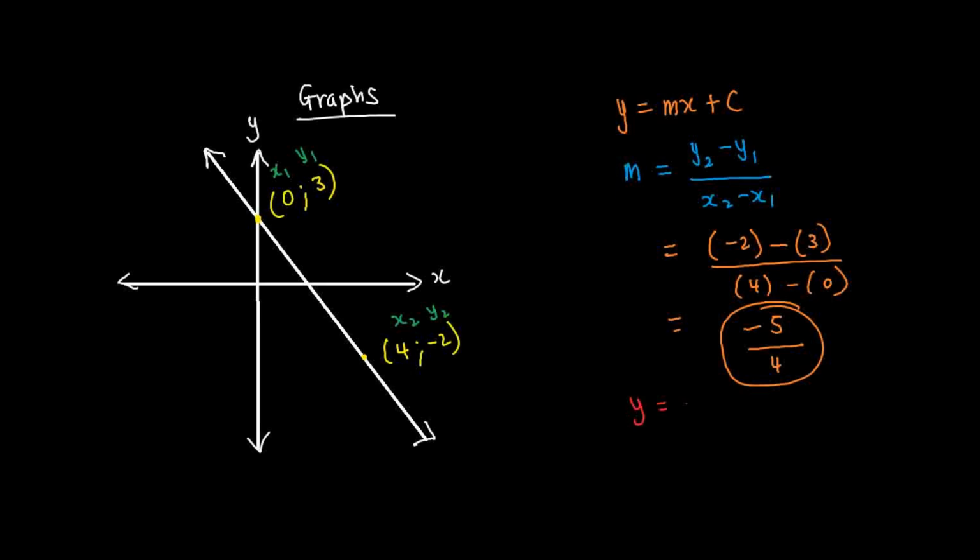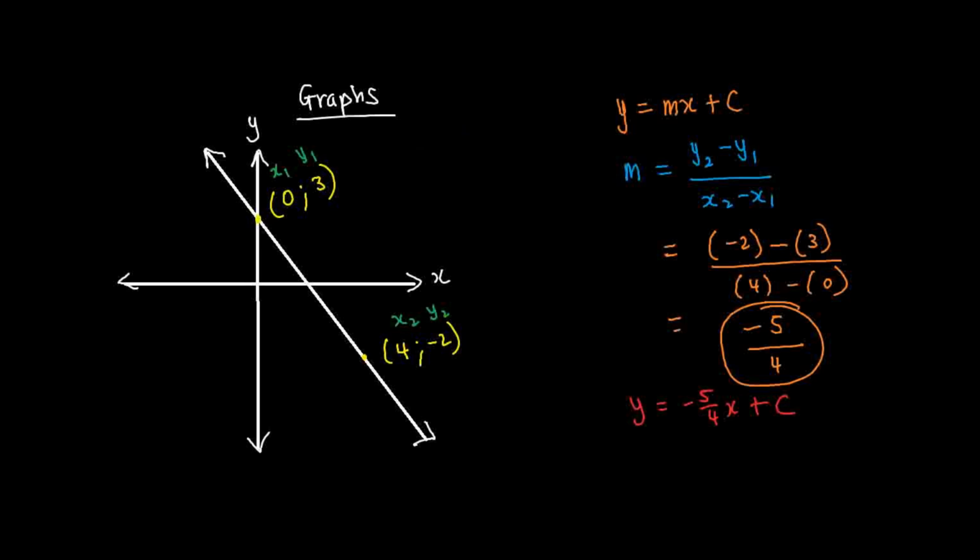y is equal to negative 5 over 4x plus c. Now, of course, we do not know the c value, but I know that the c value should be 3. And to prove that, or let's say we are not even given the y-intercept, we can take any coordinate, whether the coordinate of the y-intercept or any random coordinate that we have, and we can substitute the x and y values and solve for the value of c. So let me show you what I mean.